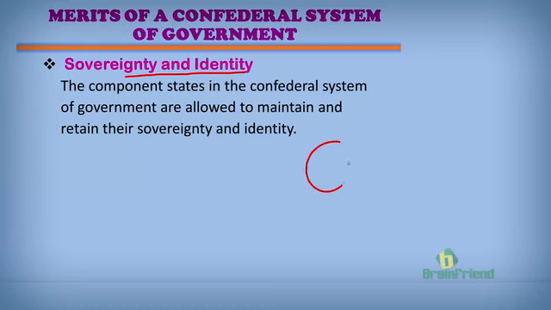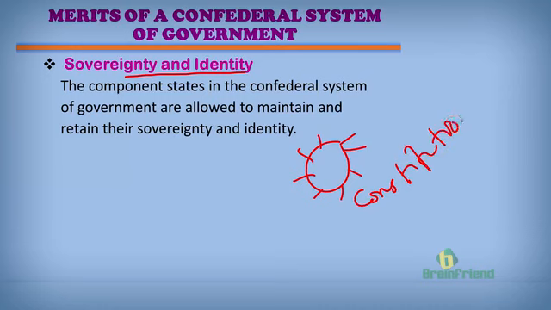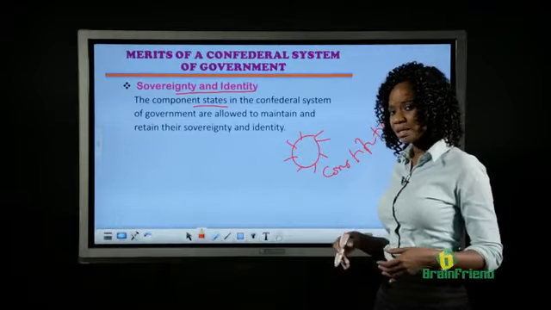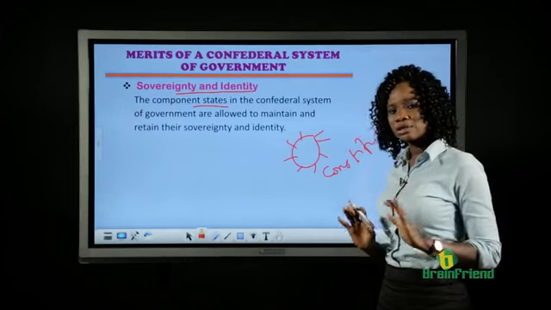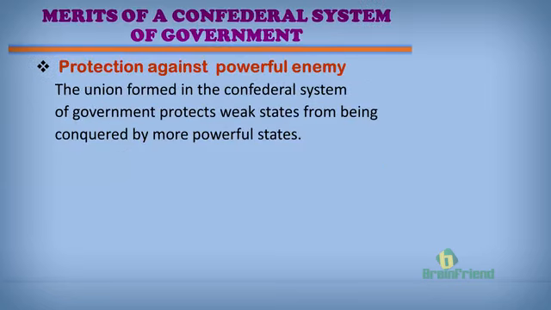Now, these states that become members of the confederacy still have their sovereignty and their identity when they join, because the Constitution provides for the component states in the confederal system of government to retain, maintain, and carry out their sovereignty and their identity just the way they want it. And so that's one advantage seen in the confederal system of government. Another is the protection against powerful enemies, just like I explained earlier on.